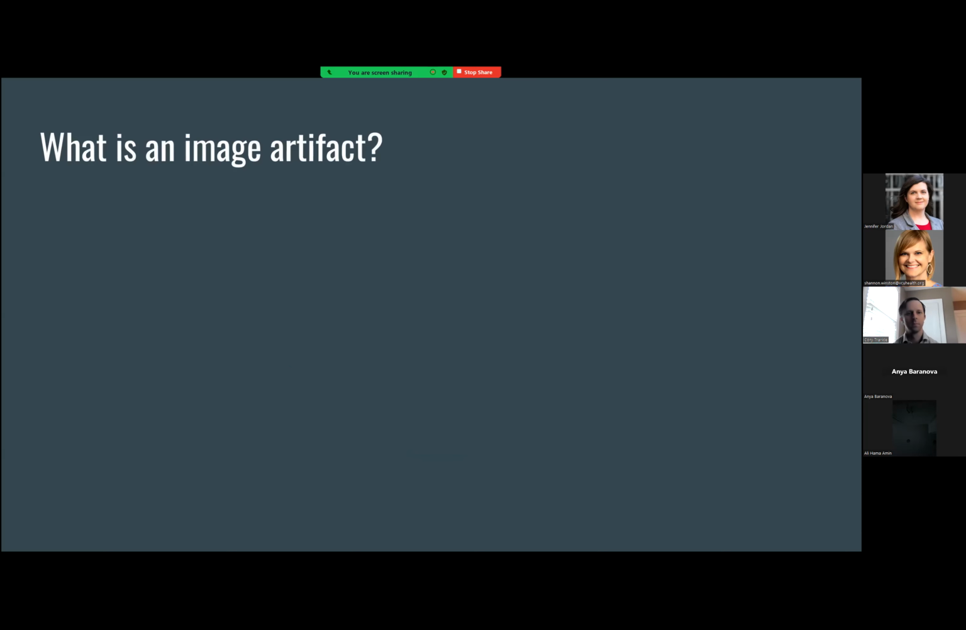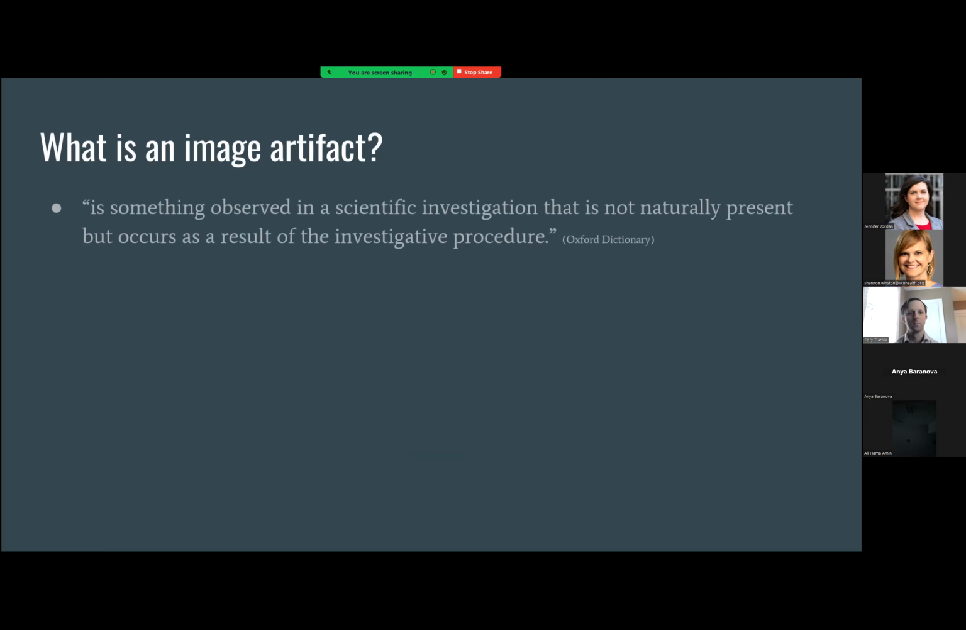So what is an imaging artifact? If you look it up in good old Webster dictionary, it says it is something that is observed in scientific investigation that is not naturally present, but occurs as a result of the investigative procedure. And I misattributed that. That's from the Oxford Dictionary there.